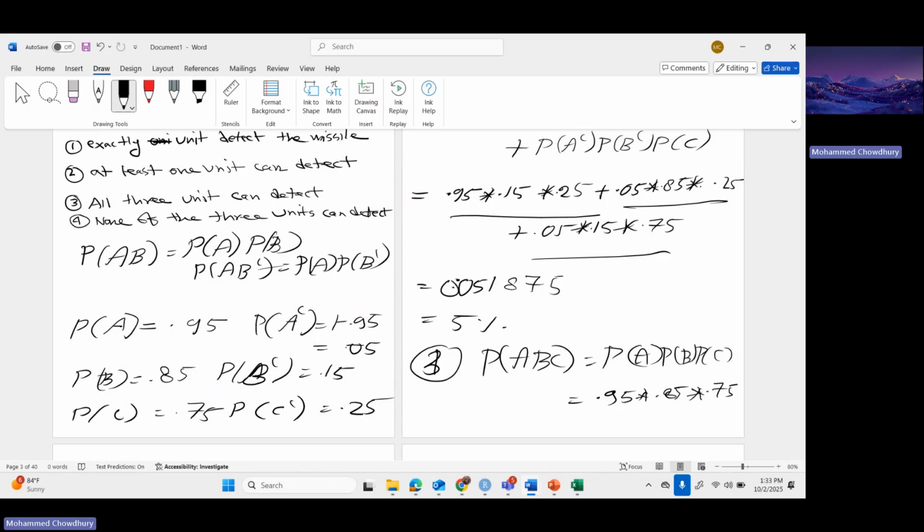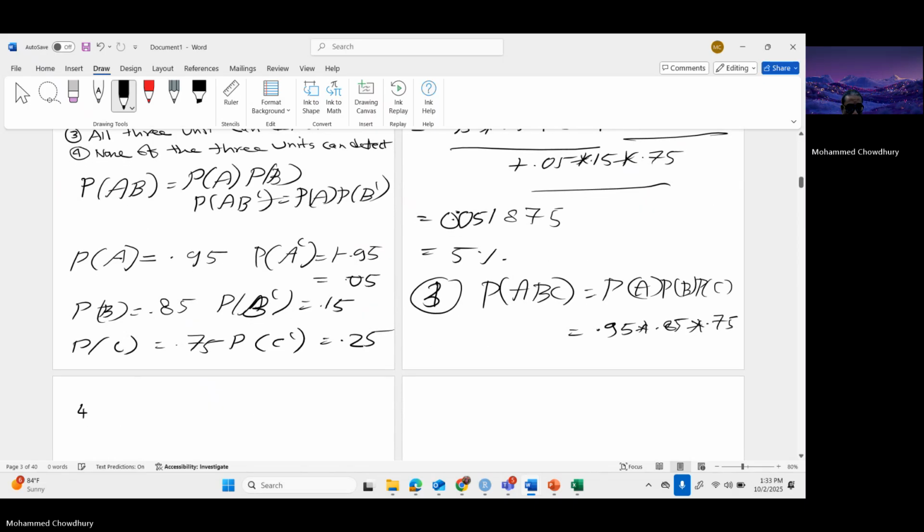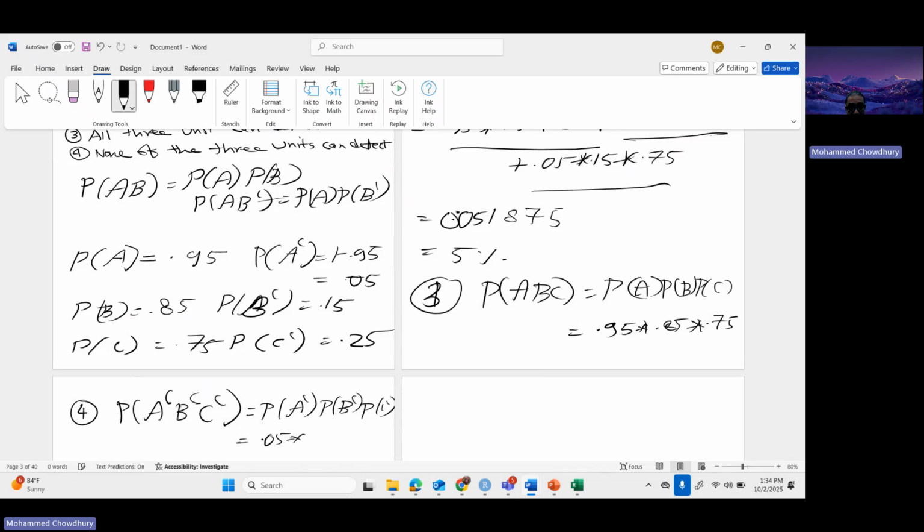All 3 units. This is number 3. Number 2, I will come later. None of the units can detect, which means A cannot detect, B cannot detect, C cannot detect, which is equal to probability of A cannot detect, probability of B cannot detect, and probability of C cannot detect. Okay, which is equal to 0.05 times 0.15 times 0.25. Right?